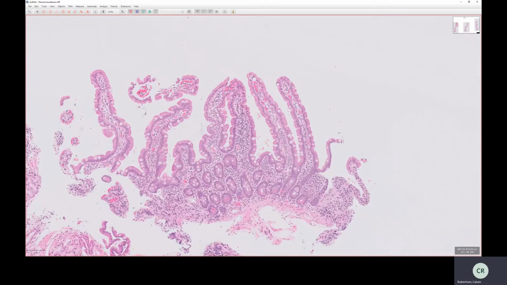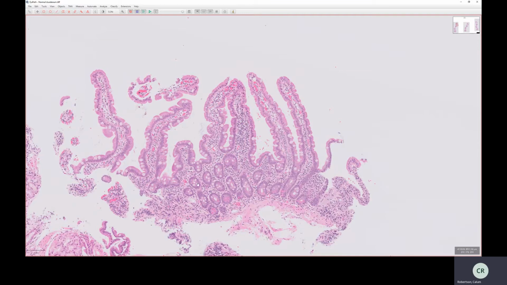So they have these villus projections, and then at the bottom of the villi there are these crypts, which extend down into the lamina propria. So this is the surface epithelium. And we've got the lamina propria, which has lots of inflammatory cells in it, which, unlike the stomach, is normal within the small intestine.